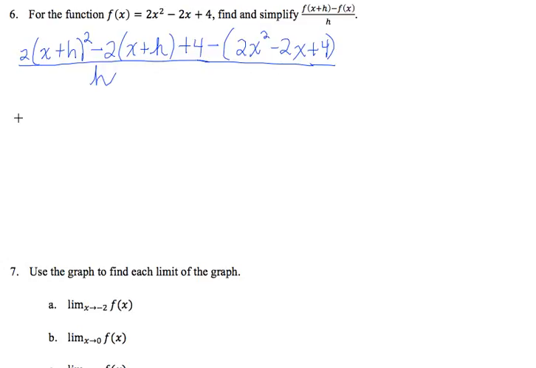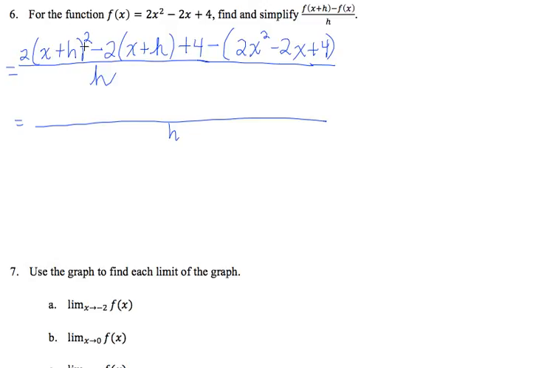And then from here, it's just arithmetic. So we're going to FOIL this out, distribute that negative 2, distribute this negative, and start combining like terms here. And we don't want to forget the divided by h in the bottom. So in the numerator, I'm going to do a little bit in my head and do multiple steps in one, but you can write out more if you need to.